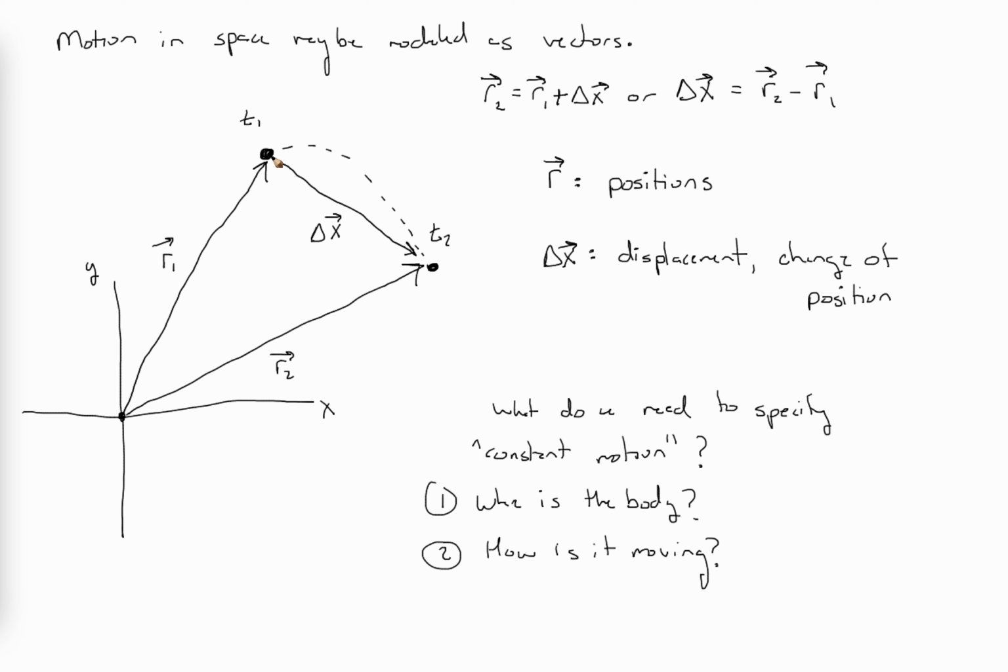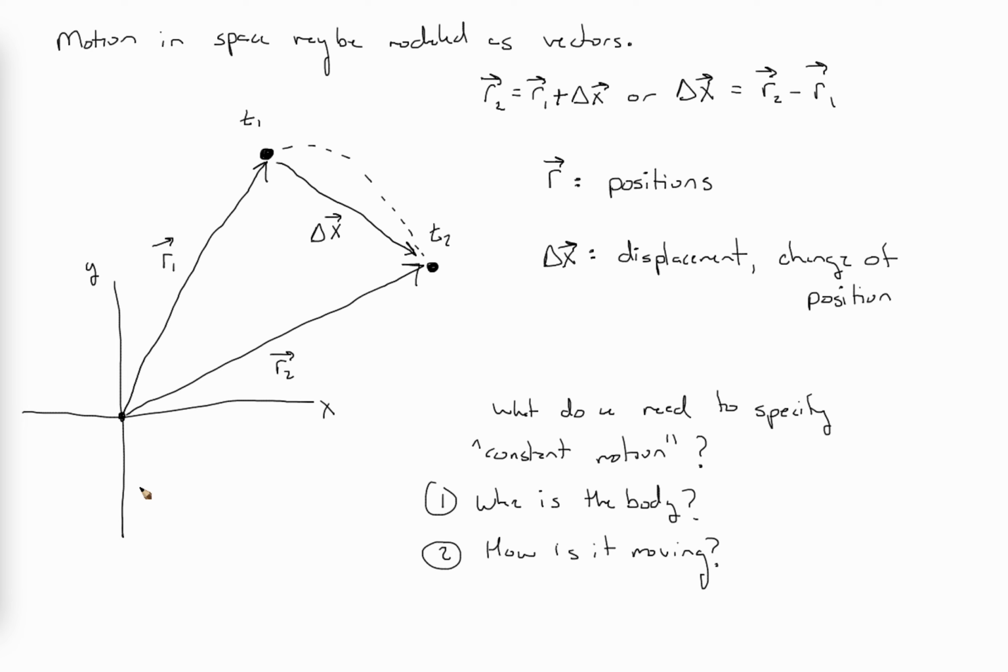So imagine that we have a particle here at time one, and it moves through space, and eventually ends up here at time two, and we want to know the change in location, the displacement between here and here, time one and time two. So how do you do that? Well, you set up a coordinate system.